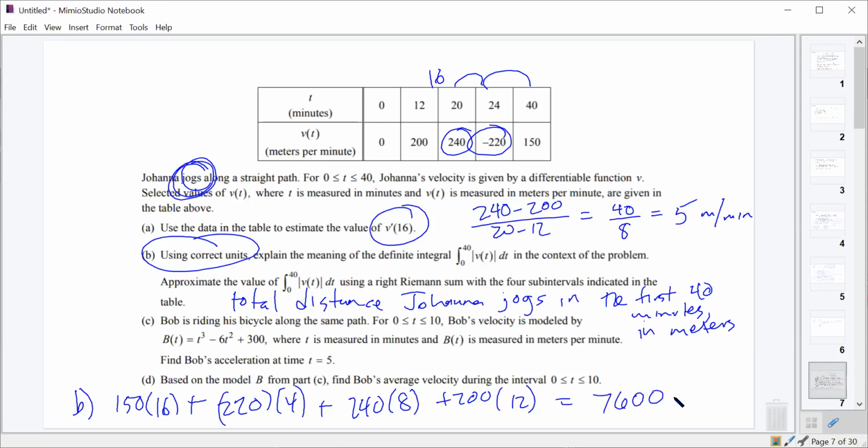Everybody agree with that? Yeah. Good. She's jogging fairly quickly. Now, I guess it's not that fast. What is 7,600 meters? That's like a little less than 5 miles. 1,600 meters to the mile, about. Everybody good with part B? Any questions on part B? Yeah, that's good.